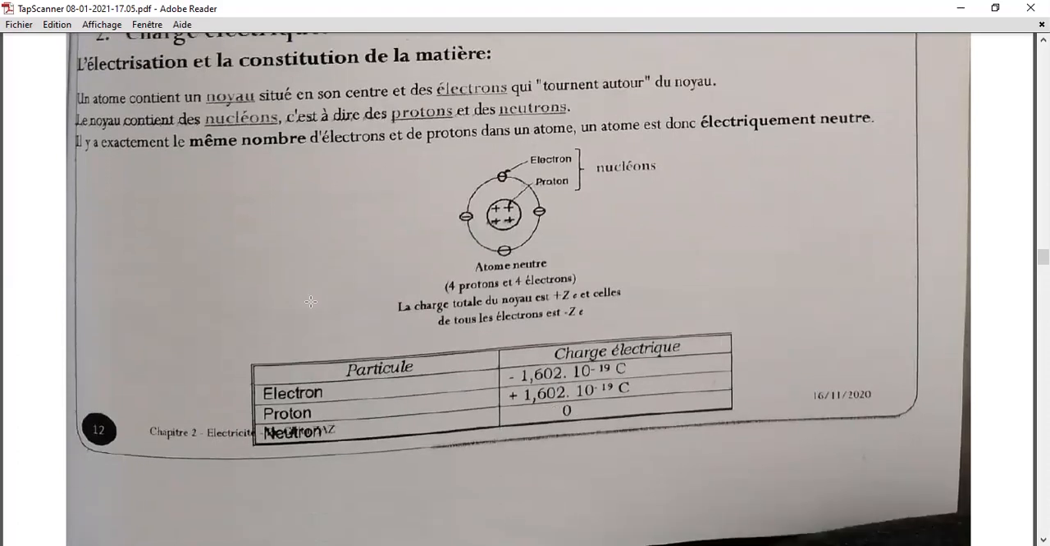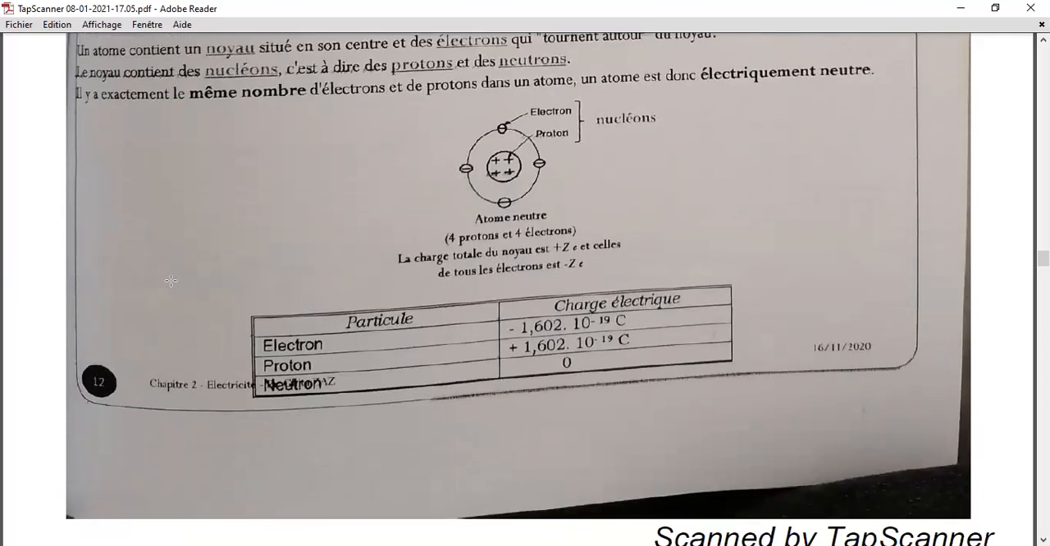This one is not really important. I think you did this in your atomistic. I don't know if all of you are doing atomistic.